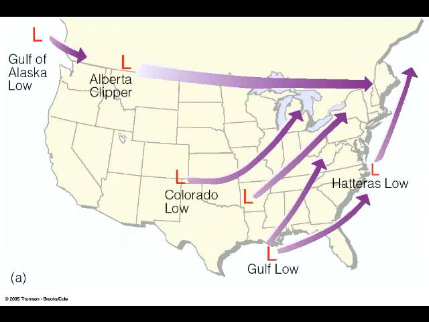Typical paths of the mid-latitude cyclones in the United States are illustrated here. We see typical paths of the Alberta Clipper, the Colorado Low, the Gulf Low, or the Hatteras Low.